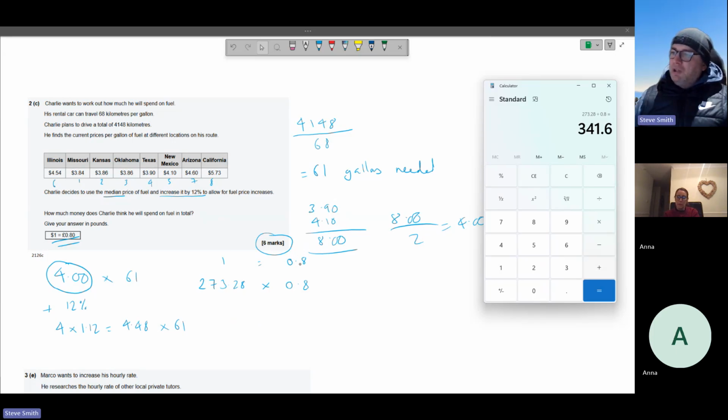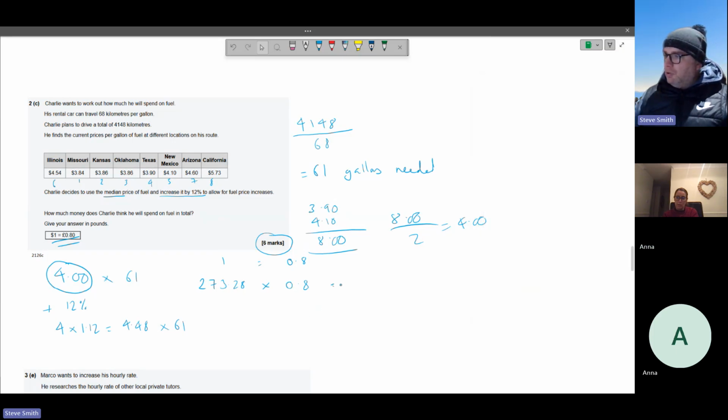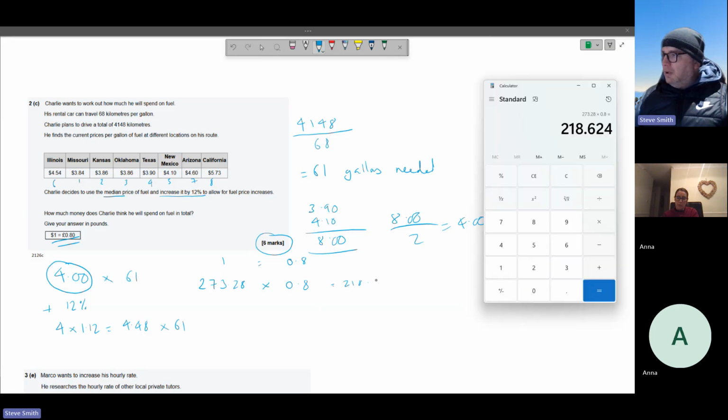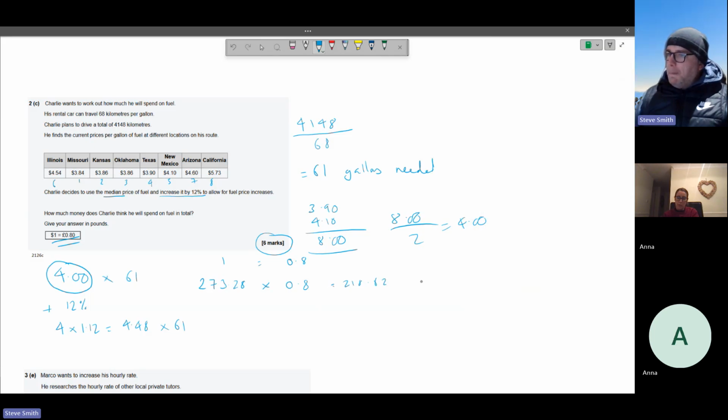The pounds cannot be bigger than the dollars because $1 is not even worth £1. So if we're getting £341, we can clearly see we've done the divide, not the multiply. So if we do the multiply, 273.28 multiplied by 0.8, you can see the numbers got smaller. So we can see that our number is now 218 and 62p. And that will be your answer.